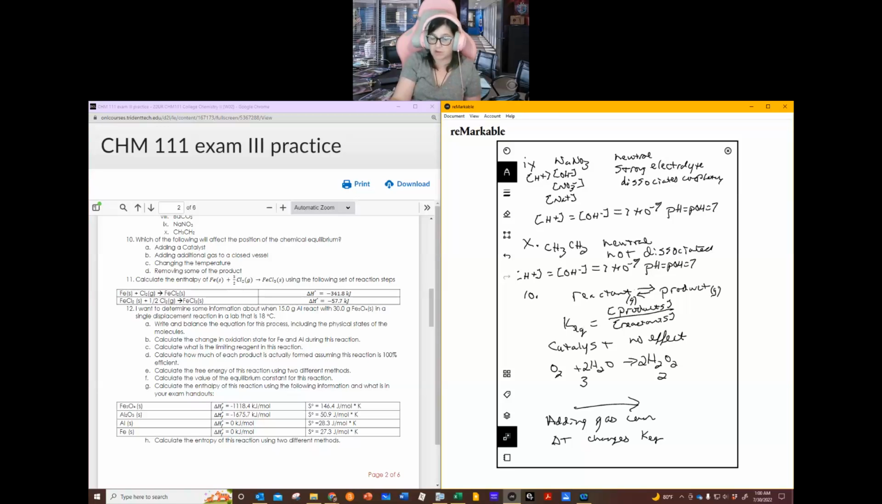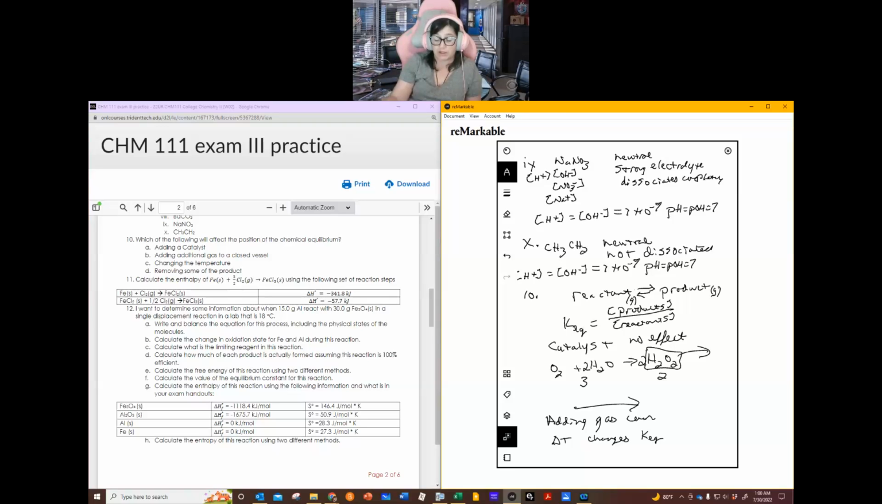So, what about removing some of the product? What did we talk about when we talked about removing the product? So if I were to take this H2O2 and yank it out of here, right? That would shift this and it would move it in the forward direction. But again, after we've shifted, we will get back to equilibrium, and that equilibrium ratio is going to be exactly the same as it was before.